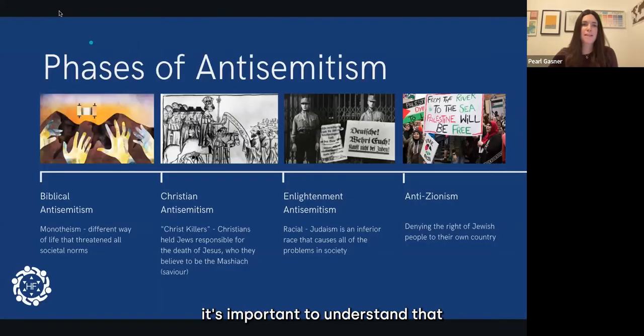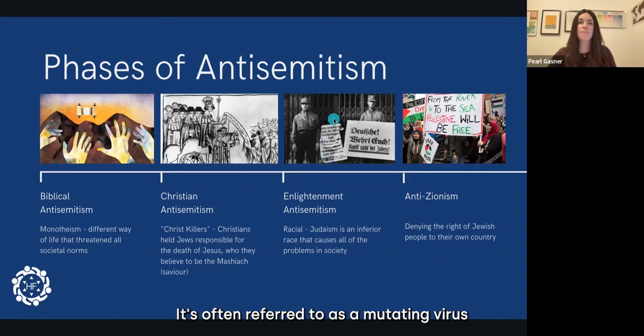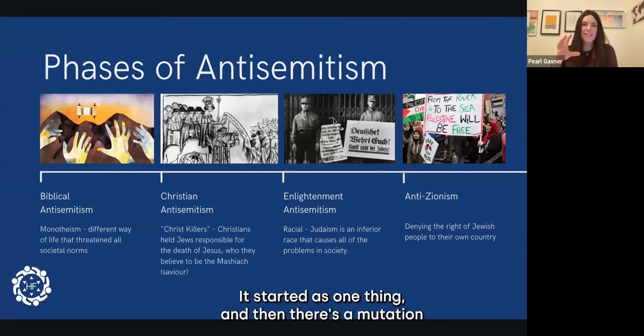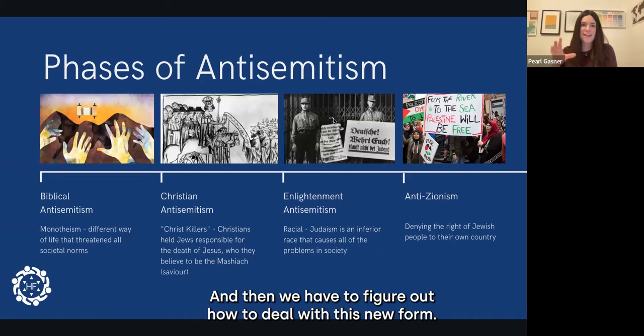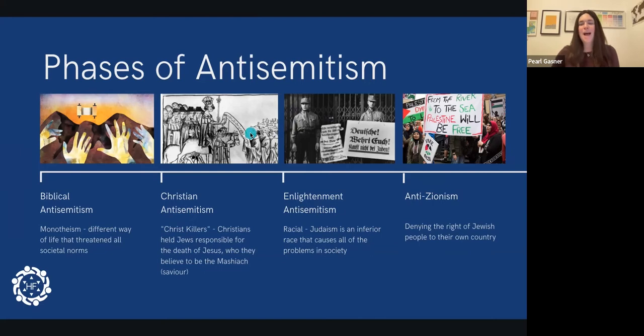But before we do that, it's important to understand that anti-Semitism is not something new, and it's also not something that always looks the same. We can see here different phases of anti-Semitism. It's often referred to as a mutating virus, like coronavirus. It started as one thing, then there's a mutation and it looks a little different, and we have to figure out how to deal with this new form, and then it changes again as we get a handle on it.